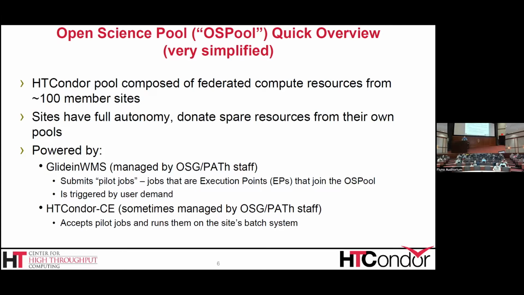And the two biggest pieces of software that are used to power this is GlideinWMS, which submits pilot jobs to these sites' batch systems. These are basically little execution points. They land as jobs on the site's batch system and then connect back up to the Open Science Pool, which is the one big pool that user jobs run from. And this is all triggered by user demand.